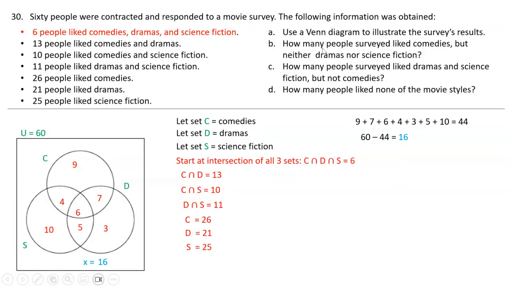Now let's answer A, B, C, and D. This is already A. A is the first part, which is the Venn diagram. It's completed. Now from the Venn diagram, we're going to be able to answer B, C, and D.